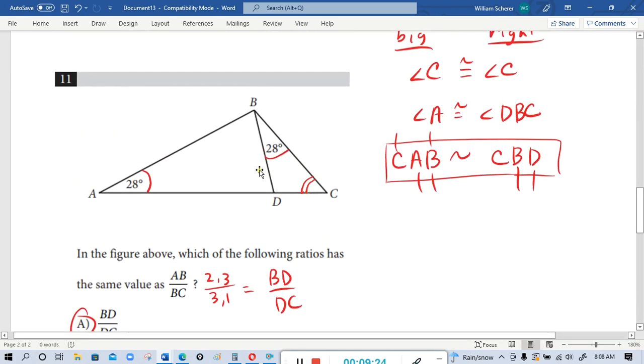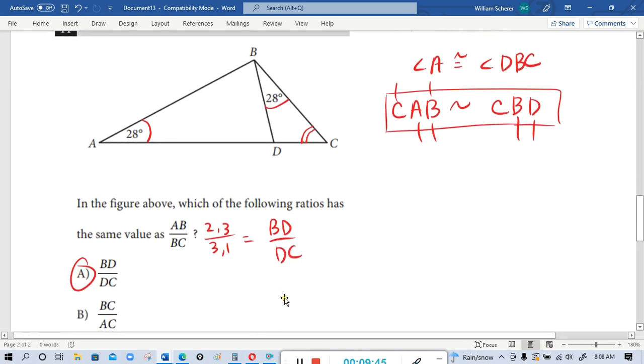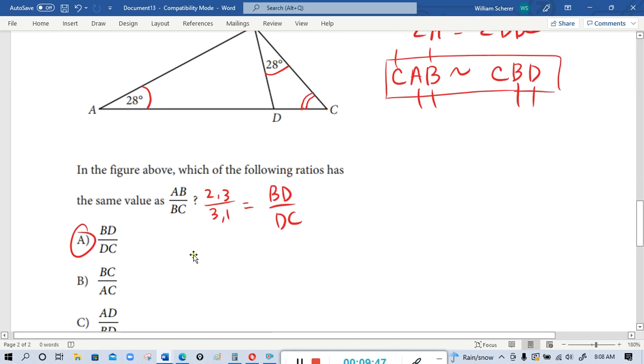On this one here, you have to make the statement first. So AB is the second and third, 2 and 3. BC is the third and first. And then just do the same thing on this one. Second and third, BD. Third and first is DC. So that is answer A.